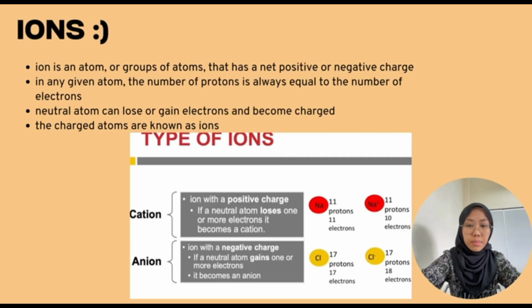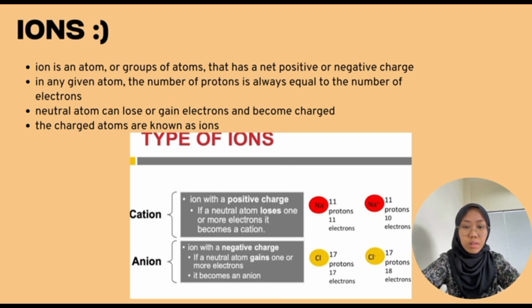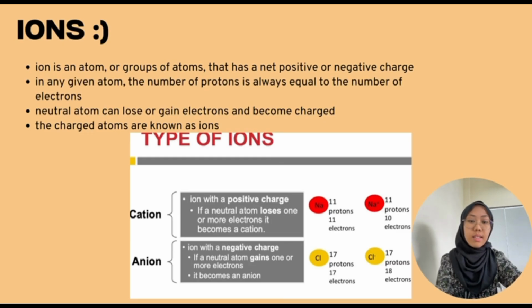So we have types of ions. We have cation and anion. A cation is an ion with a positive charge. If a neutral atom loses one or more electrons, it becomes a cation. And an anion is an ion with a negative charge. If a neutral atom gains one or more electrons, it becomes an anion.